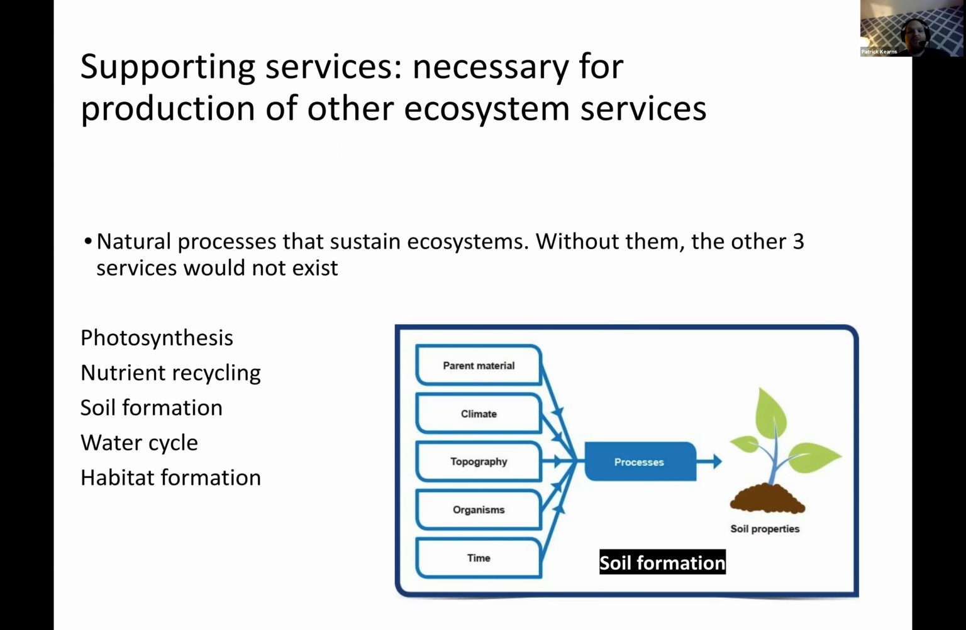And arguably, this one at times can be very hard to quantify, right? It's kind of hard to quantify habitat formation or soil formation, or even something like nutrient cycling, but we certainly can quantify photosynthesis and water purification and stuff like that. So it certainly is a thing, but again, none of the other three services exist without our supporting services. So can we put a price tag on this, right? So we talked about these four services, right? Can we put a price tag on them?